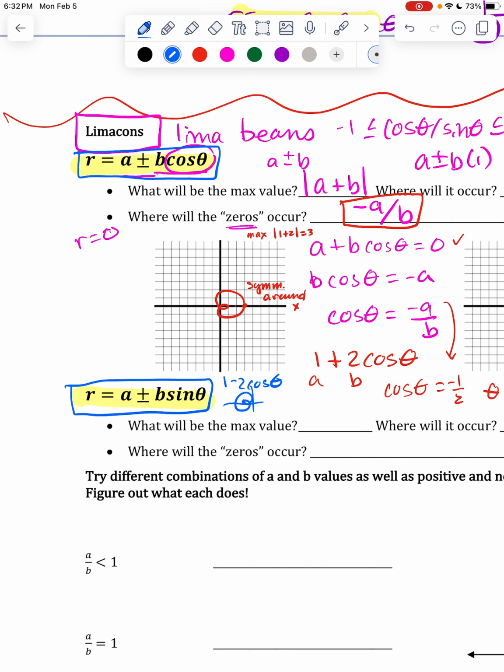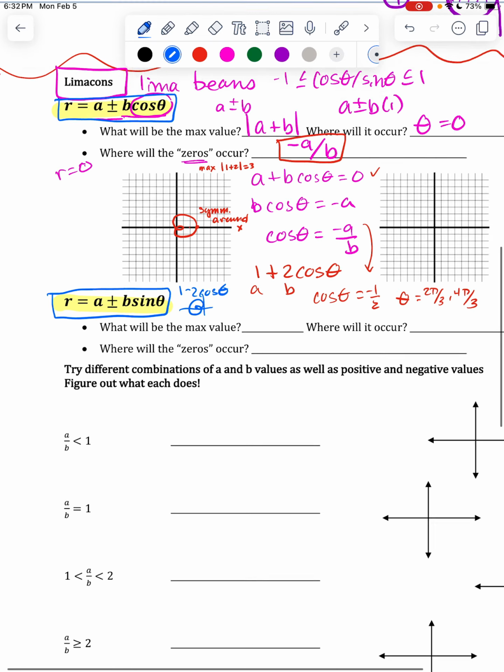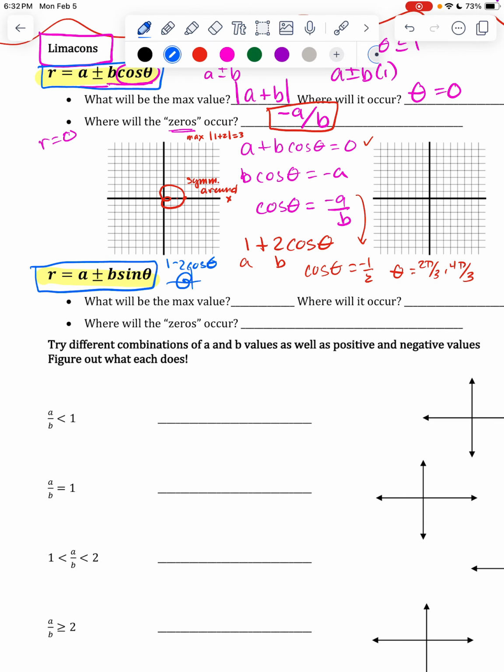Based on what we saw in the circles, take a wild guess what's going to happen here. What will my max value be?